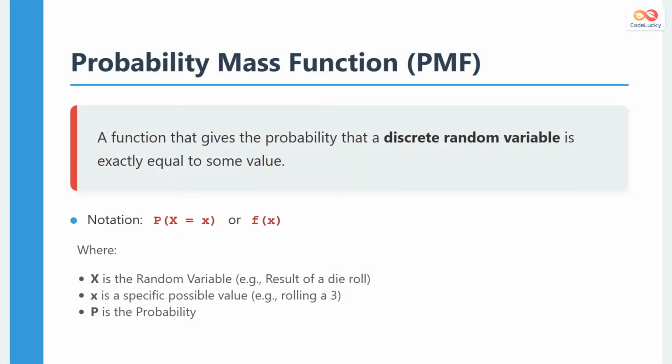So, what is a probability mass function? Simply put, it is a function that tells us the probability that a discrete random variable, capital X, is exactly equal to some specific value, small x. It assigns a probability mass to each possible outcome.